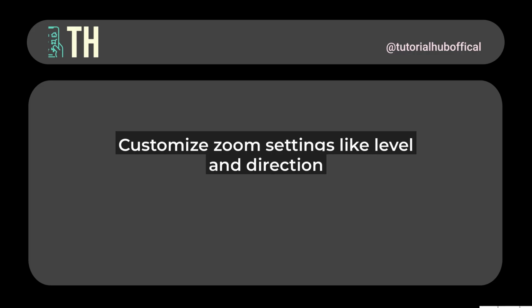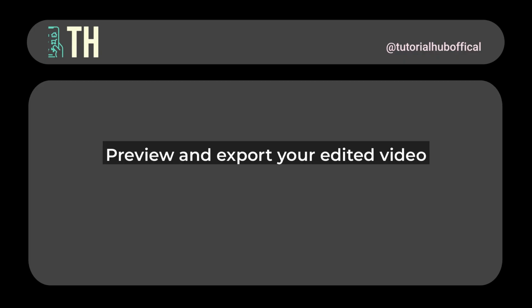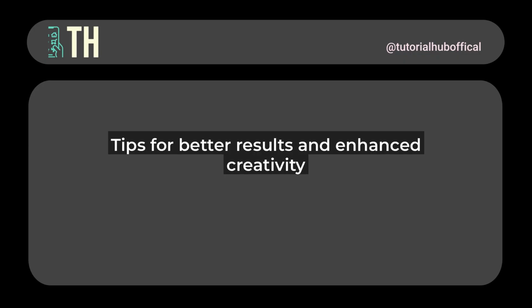After tweaking, hit the preview button to see your 3D zoom in action. If it looks good, go ahead and export your video by clicking the export option at the top. Choose your preferred settings, like resolution and format, and you're done. A quick tip. For the best results, use high-resolution footage and experiment with combining this effect with others, like color grading, to make your videos pop even more.